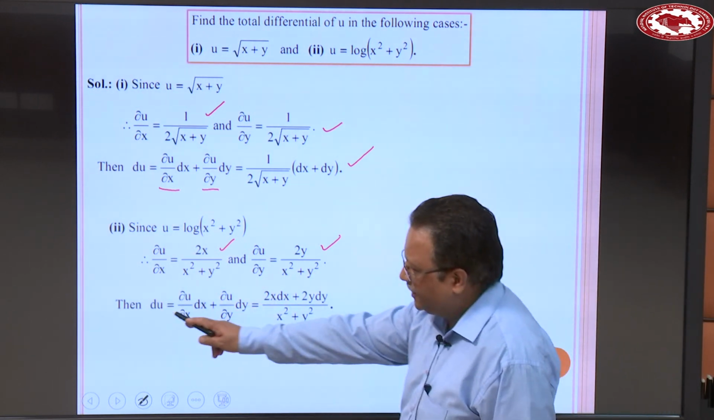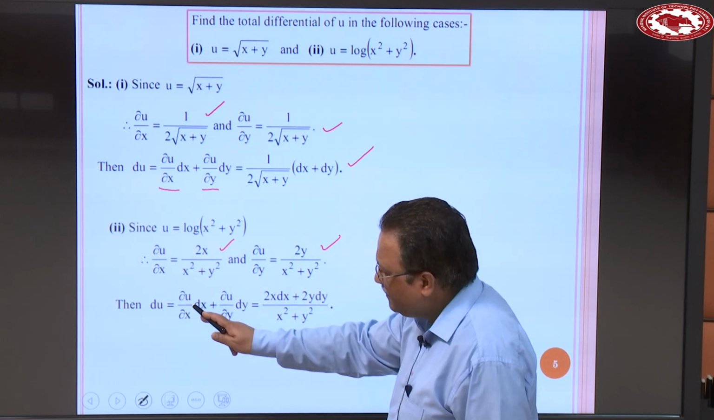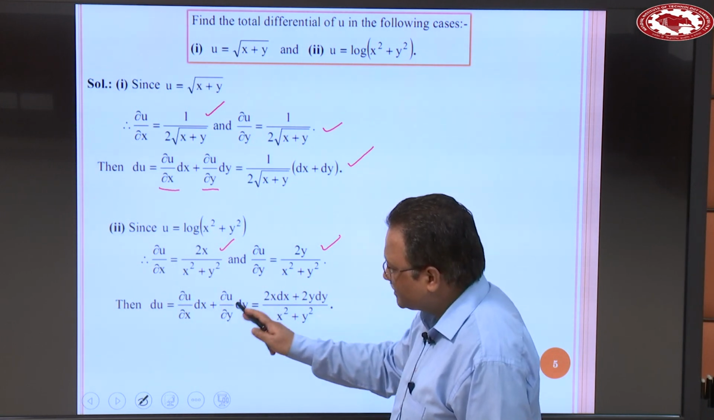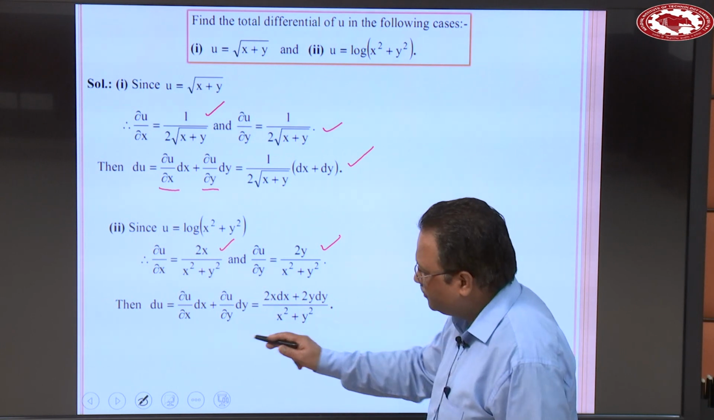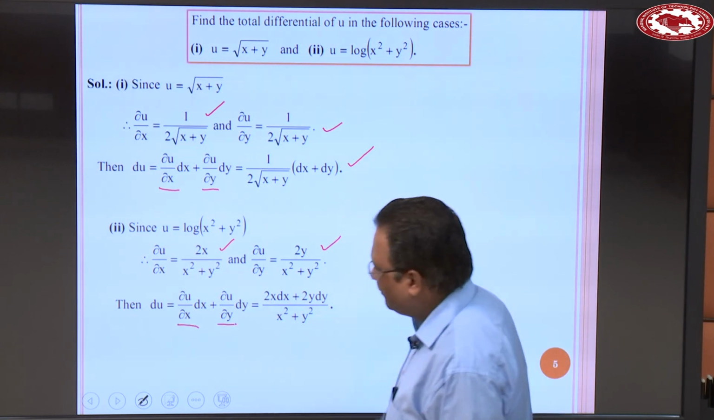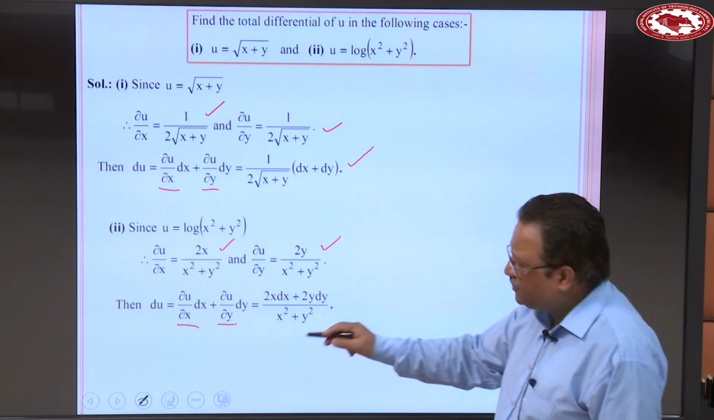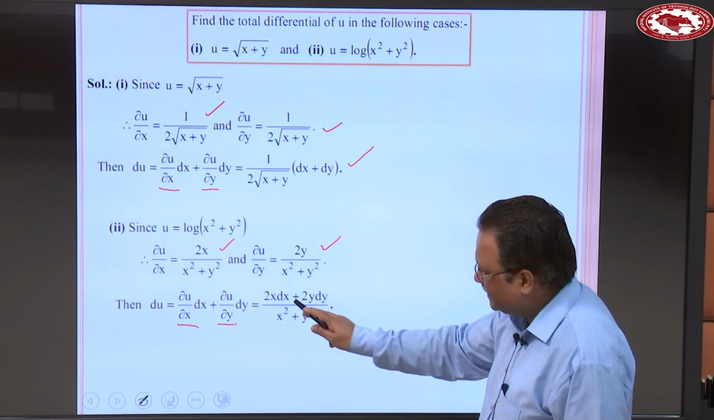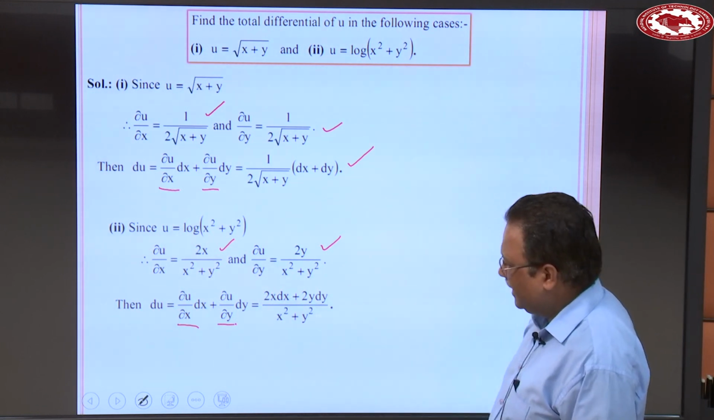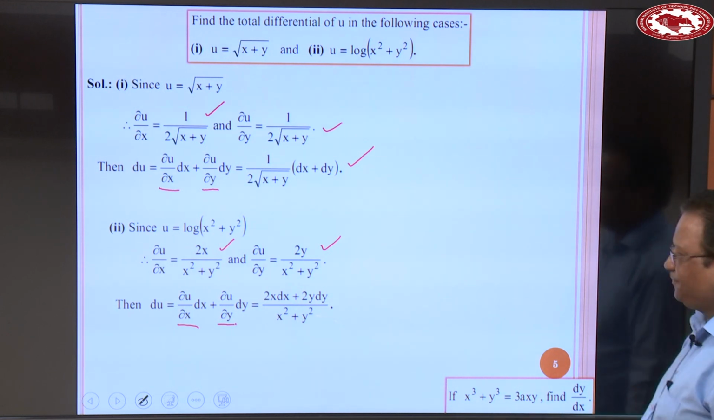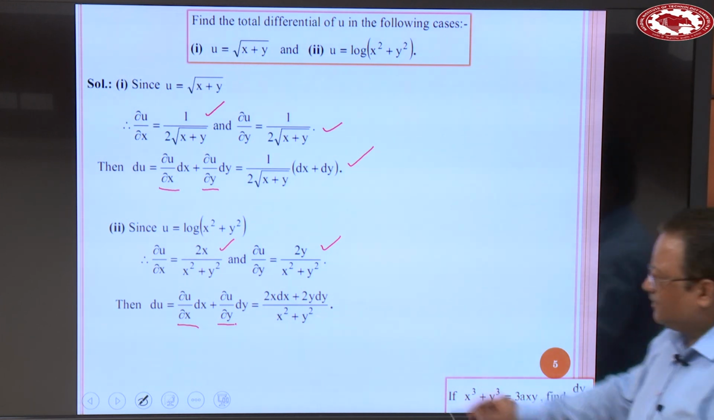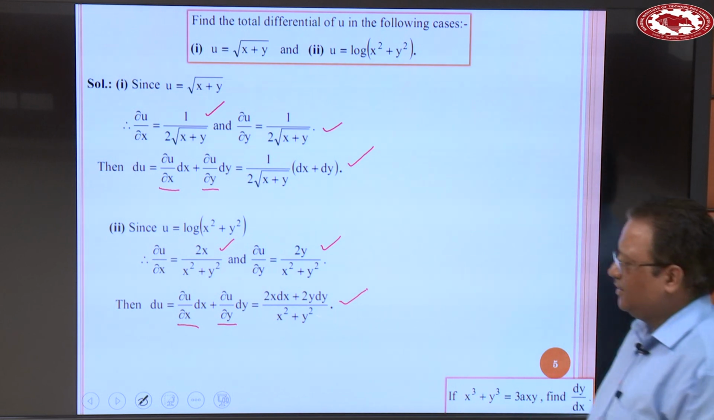Then calculate du. du is, by definition, ∂u/∂x dx + ∂u/∂y dy. Substitute the values of ∂u/∂x and ∂u/∂y. So, when you substitute these values, we obtain (2x dx + 2y dy) divided by (x² + y²). So, this one is the answer of this problem, the total differential.